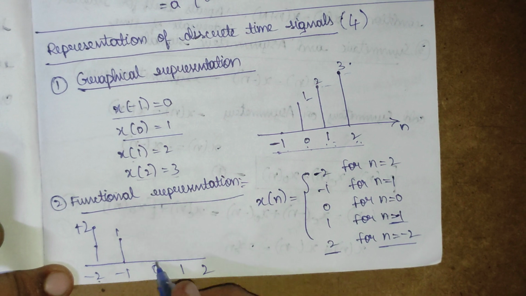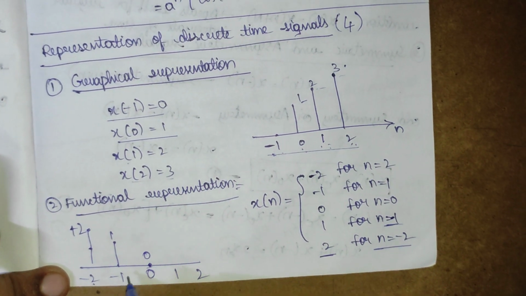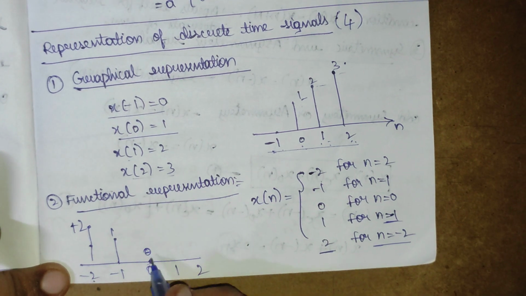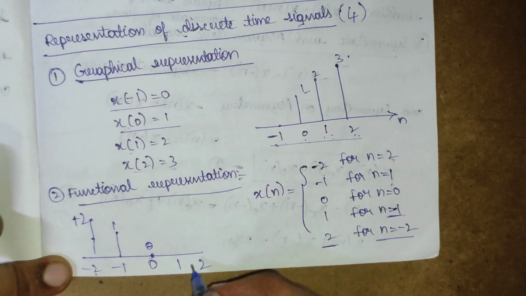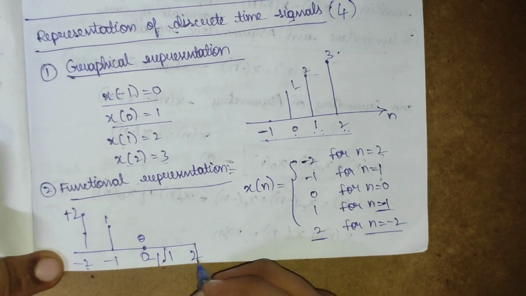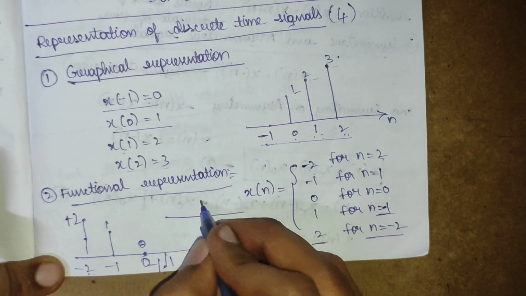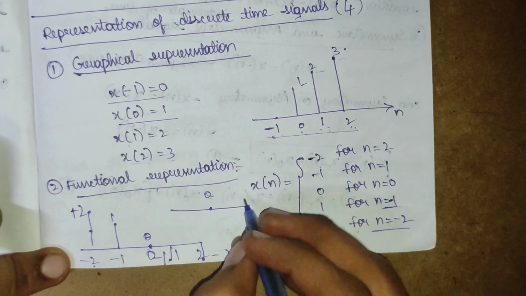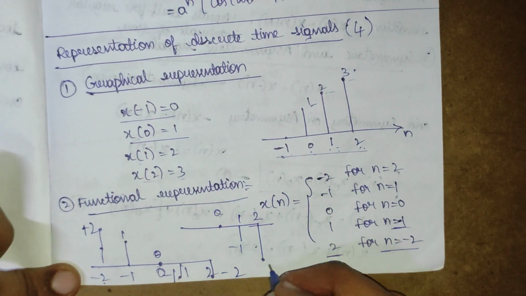For n equals 0, it's 0, so we would represent the amplitude 0 by just placing a dot on the x-axis. No need to write 0 here. And for n equals 1, it is -1, so we go downwards in the negative axis. For n equals 2, it is -2, which can be represented like this, as it is not seen here. For 1, 2, -1 and -2.